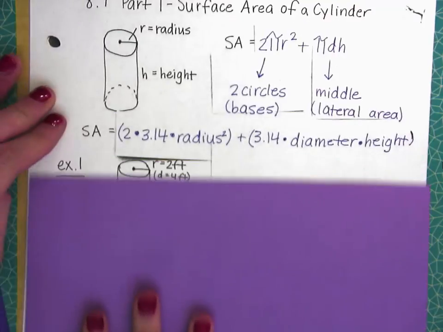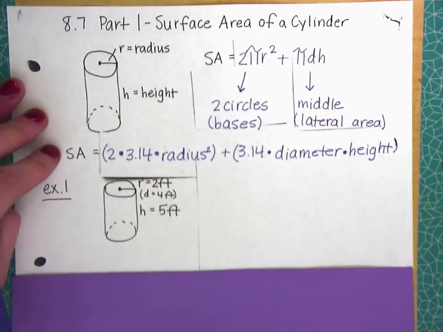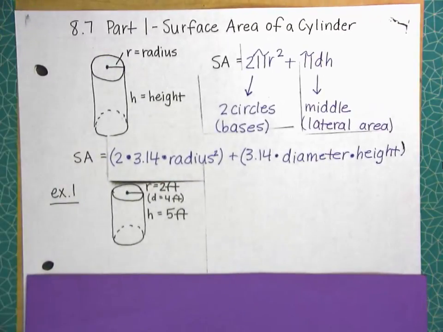Okay? Go ahead and draw that cylinder. And I haven't even been so nice as to give you the diameter. You will not always be given both. You need to be able to determine what both of them are.